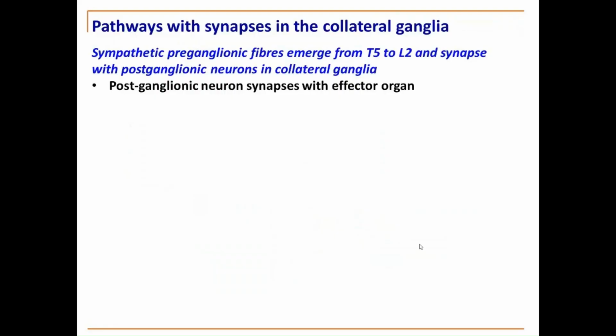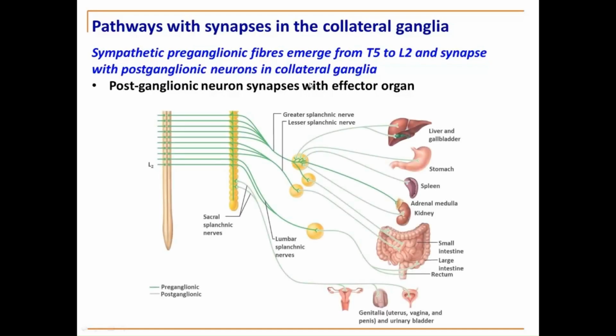So what about those collateral ganglia that I just mentioned a couple of minutes ago? Well, the sympathetic preganglionic fibers that emerge lower down, so from T5 down to L2, they synapse with postganglionic neurons in what are called collateral ganglia. So these are postganglionic, and then the postganglionic neuron goes on to synapse with the effector organ.